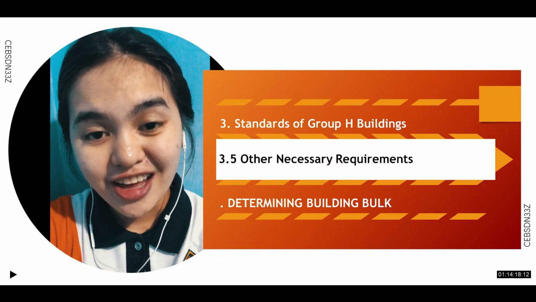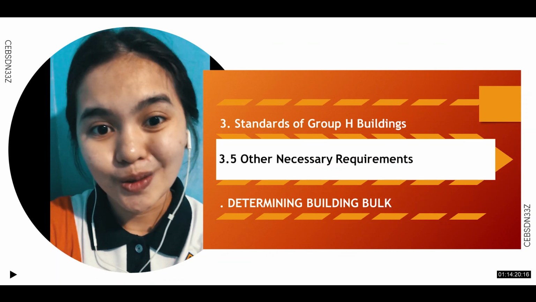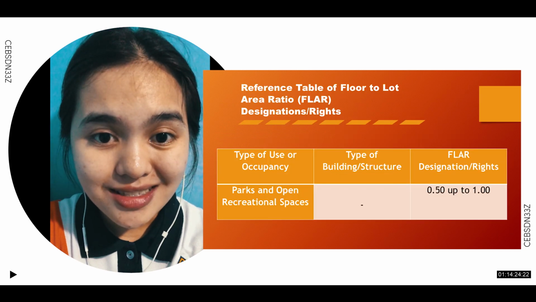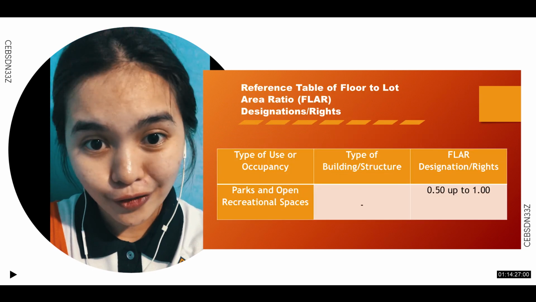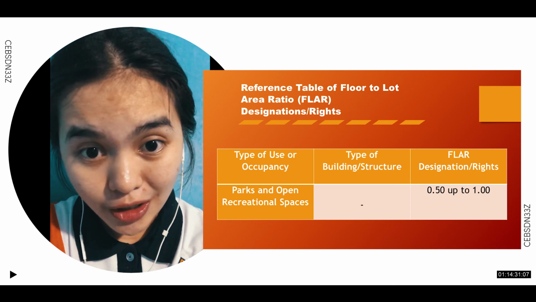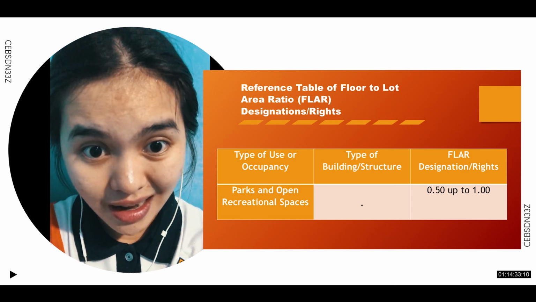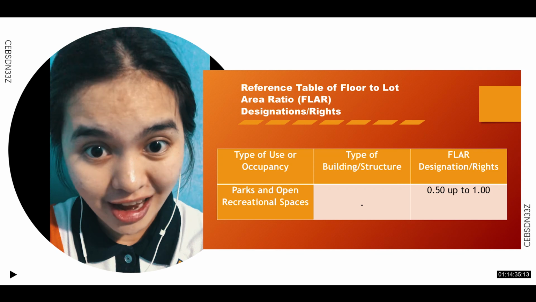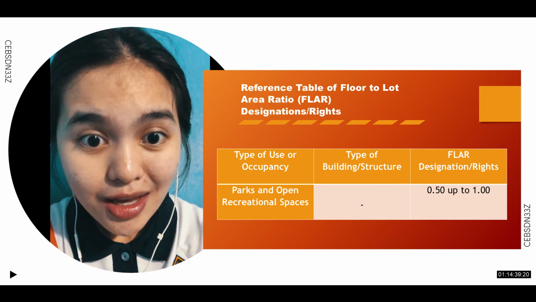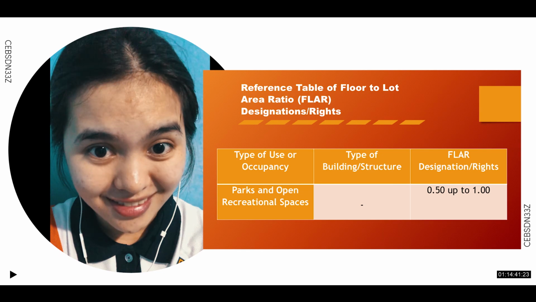Three point five, other necessary requirements includes determining building bulk. So as you can see in the reference table, the FLAR or the floor to lot area ratio, in Group H, the use or occupancy includes parks and open recreational areas and has a FLAR designation of 0.5 to 1. That's all. Thank you.